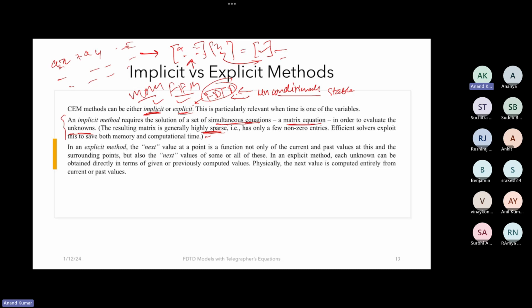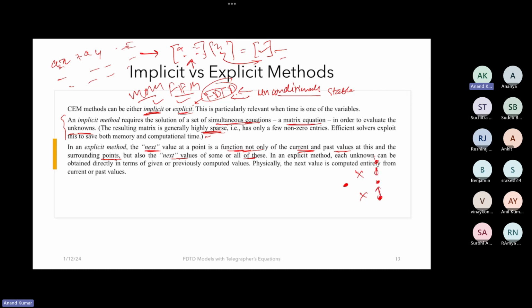For your explicit method, the next value at a point is a function not only of the current and past values at this and the surrounding points, but also the next values of some of these. So for example, if you're trying to update the electric field at this point, you'll need the electric and magnetic field values from the past points, and you might also need the electric field values of the nearby points as well.